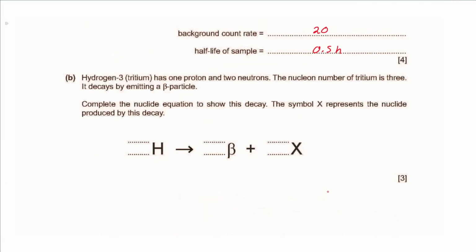Part B says hydrogen-3, tritium, has 1 proton and 2 neutrons. The nucleon number for tritium is 3. It decays by emitting a beta particle. Complete the nuclide equation to show this decay, and the symbol X represents the nuclide produced by this decay. Now from the question, the nucleon number for the tritium is 3, and we have 1 proton, so the proton number is 1. For beta, you must memorize it is 0 and -1, which means 3 minus 0, we get 3 for X at the top, and at the bottom, we have to make this 2, so that 2 minus 1 is equal to 1.